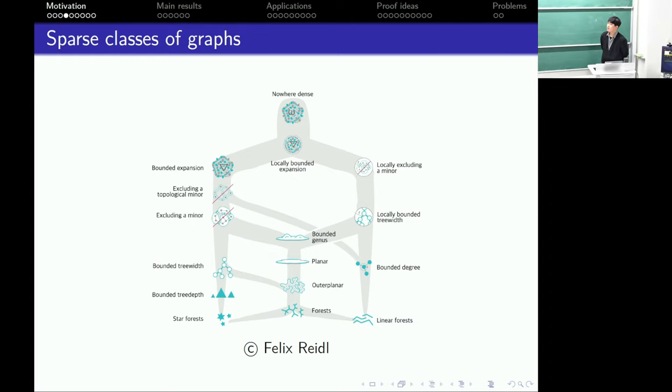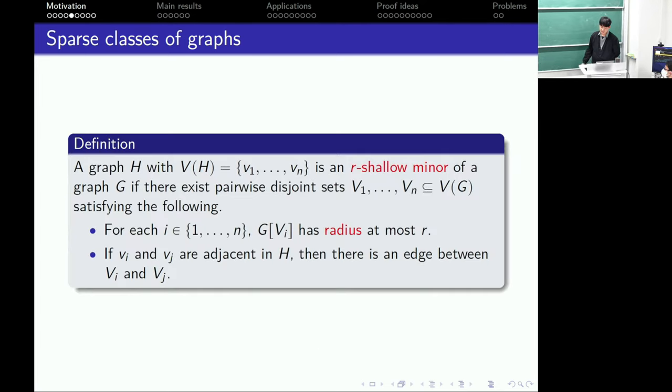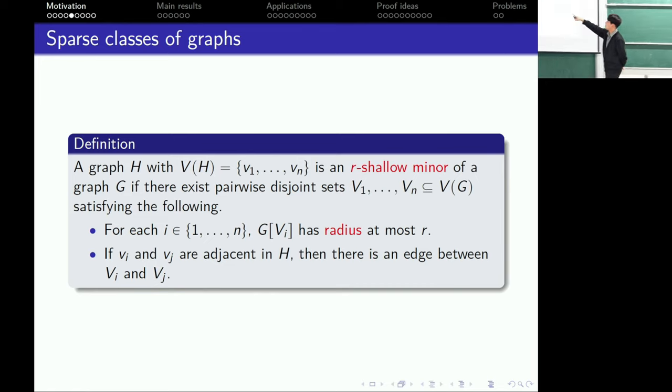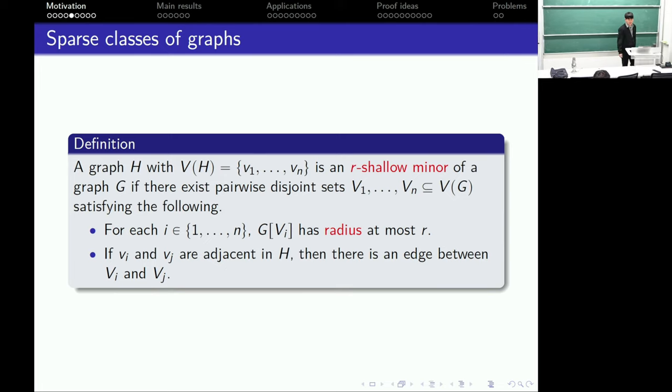To define the bounded expansion graph class and the nowhere dense class, we need some local version of the minor. A graph H is called an r-shallow minor, where r plays the role of a radius, of the graph induced by these branch sets. It's nothing but a minor, but we want to find the minor where each part has a bounded radius.